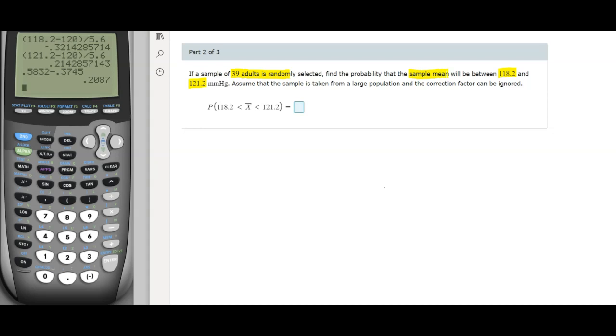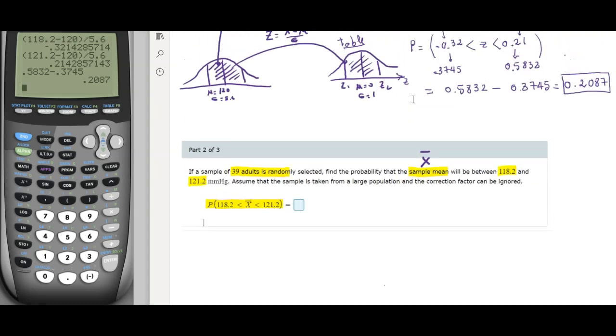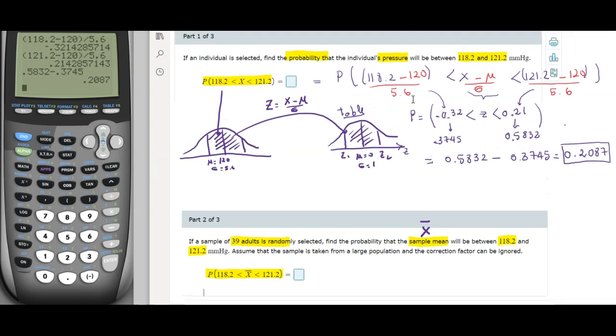All right, so the sample mean, that is a different story. That is not x, this is x bar. And for this reason you see here that the probability here is that the x bar is between 118.2 and 121.2. Okay, so I wanted to make a difference between the two questions.